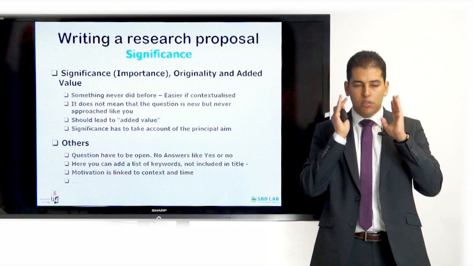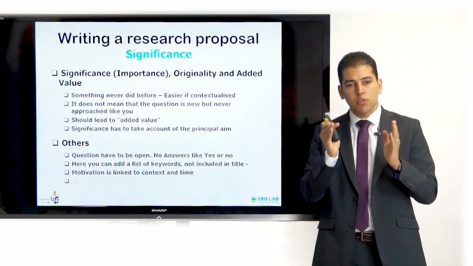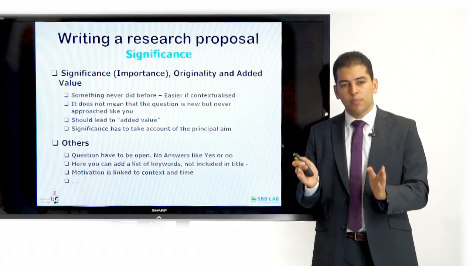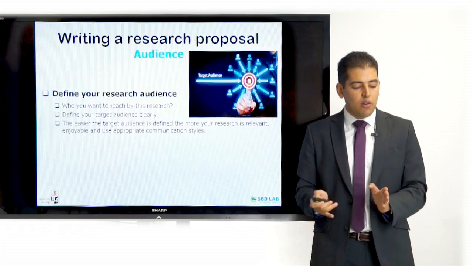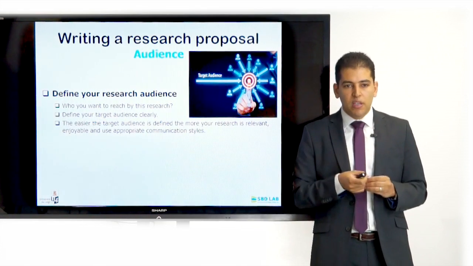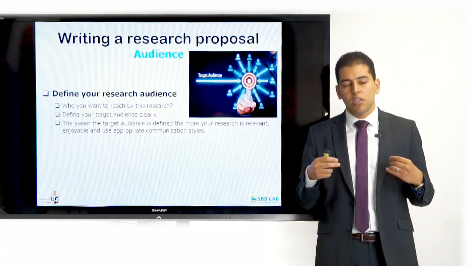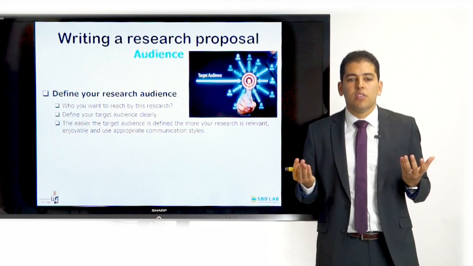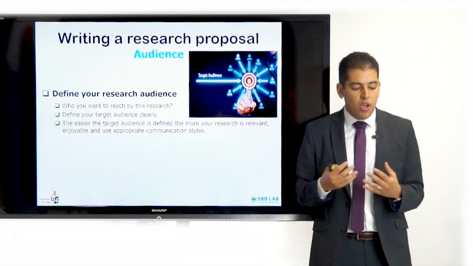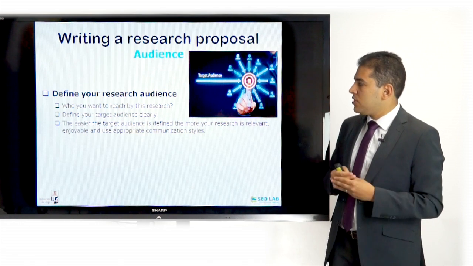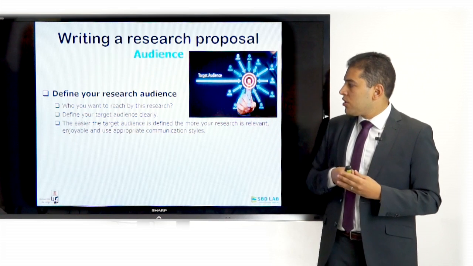Now you defined your problem, your title, your aim, your objective. Why is this topic important? How is it significant? Now comes a very important topic people forget about, and I think personally you might start with that: the audience. Why are you doing this study? Who is going to benefit from this study? Who do you want to reach?